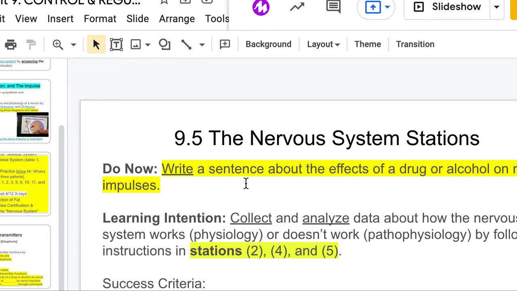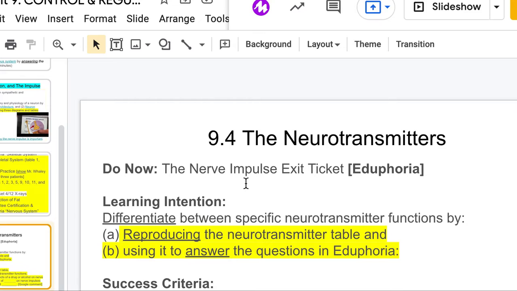Okay, so success criteria. Sorry, I can't bring it onto the screen at the moment. You'll be able to reproduce the neurotransmitter table, and you'll be able to answer those questions about neurotransmitter functions, and you'll be able to write a sentence about the effects of a drug or alcohol on nerve impulses. For example, the effects of blank on nerve impulses are blank, blank, and blank. And you'll write that sentence in a Google comment after you turn in your table.